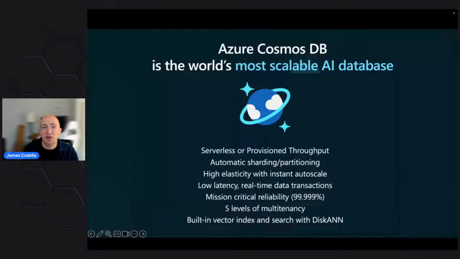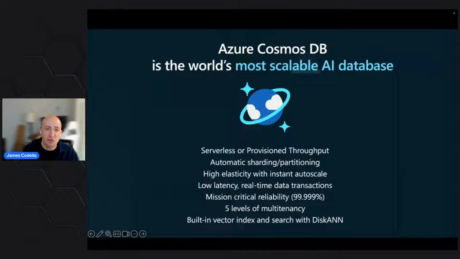Cosmos DB features automatic sharding and partitioning. You don't need to worry about how you're managing your partition strategy or your sharding as your database grows in size and as your applications scale, right? We handle all of that for you automatically. You just tell us some basic information about partitioning using what's called a partition key in the document itself.